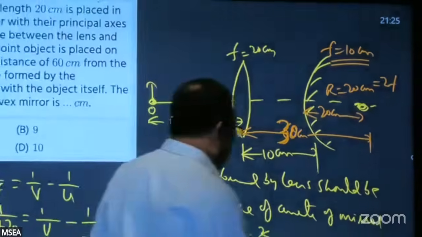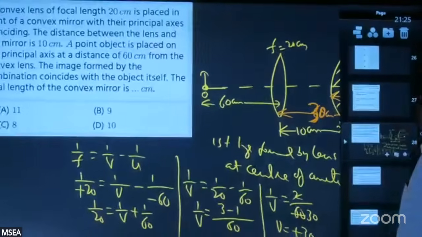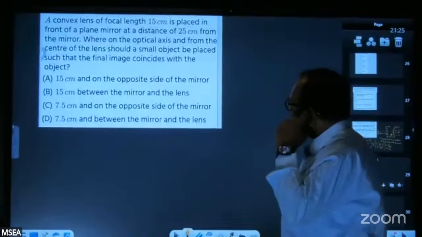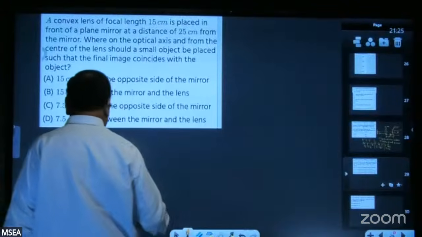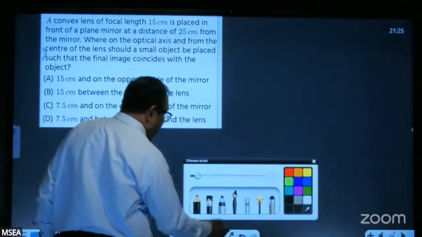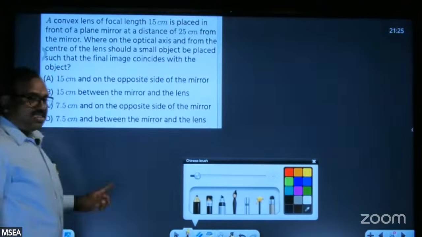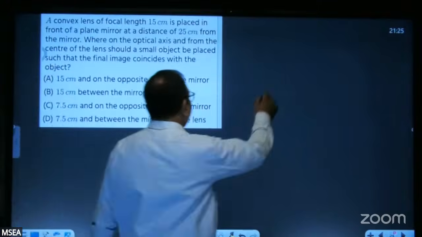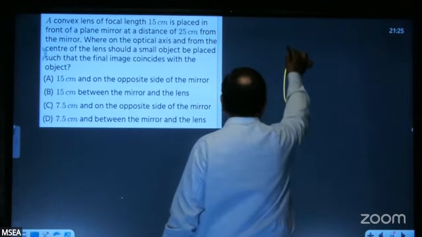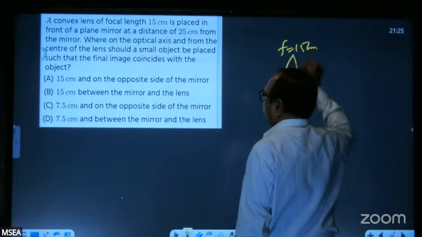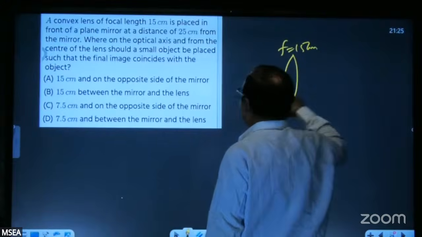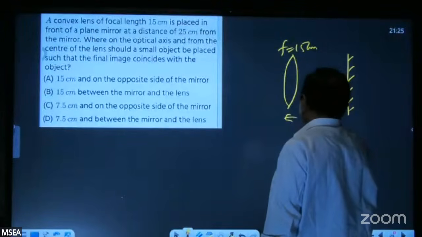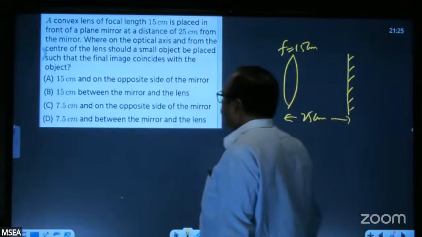Similar way, one more question we'll discuss. Let us take this one more question. A convex lens of focal length 15 centimeters is placed in front of a plane mirror at a distance of 25 centimeters. This is the plane mirror at a distance of 25 centimeters from the lens.